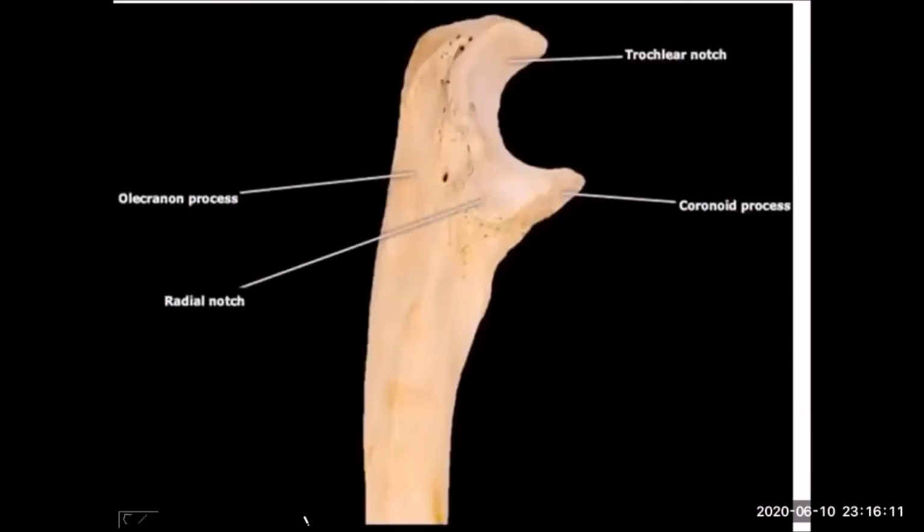And now moving over to the closer look of the trochlear notch, flanked by the olecranon process. The label, I think that's a little off, should be more like here. Opposite side, coronoid process.